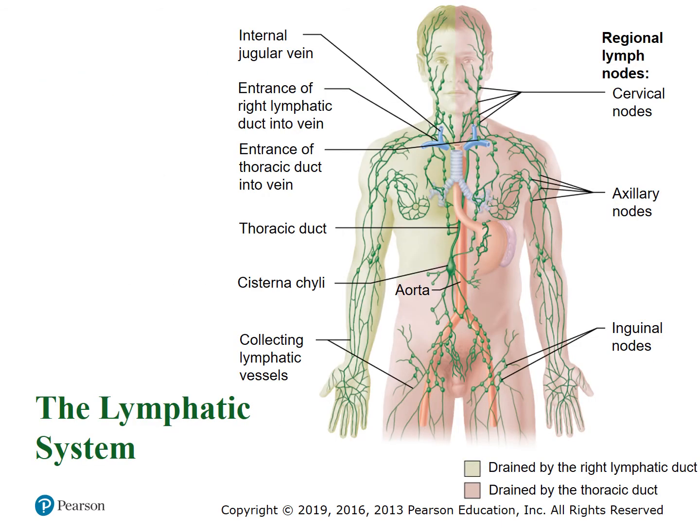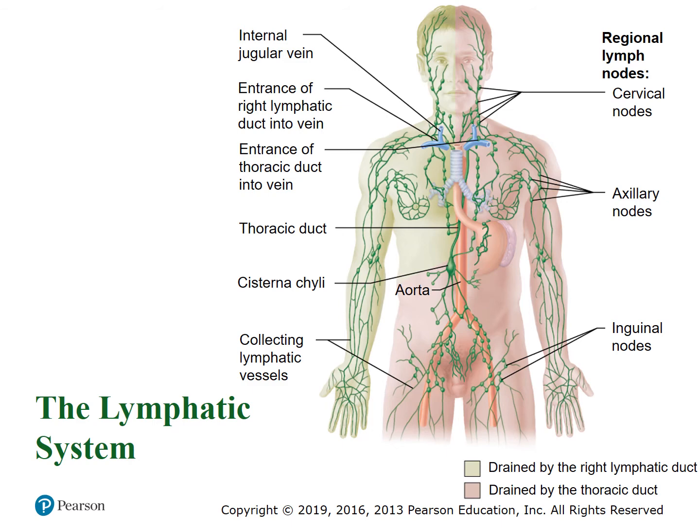So this is the diagram that I was referring to earlier that shows you the different clusters of lymph nodes. If you take a look at the right, you'll see the regional areas of the lymph nodes, the ones that are close to the surface at least. So you see where the cervical nodes are, the axillary nodes are, and the inguinal nodes are.